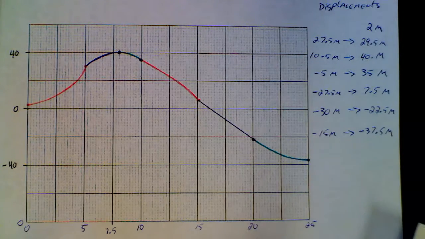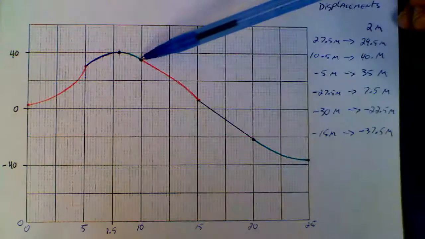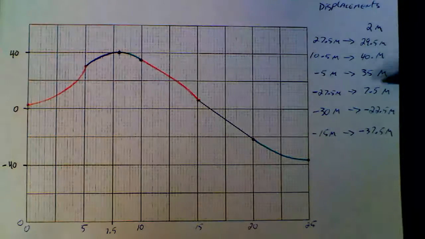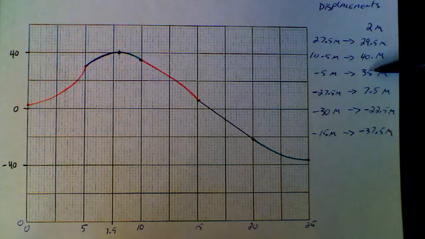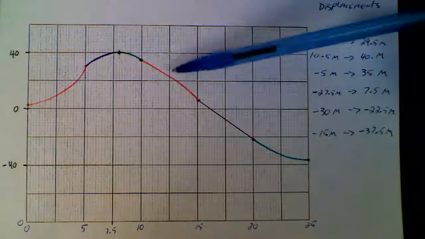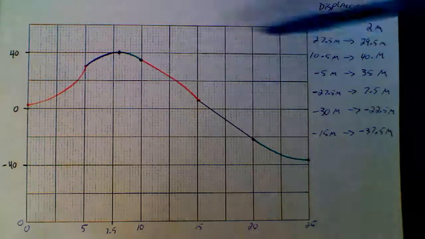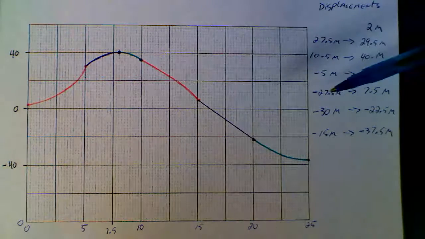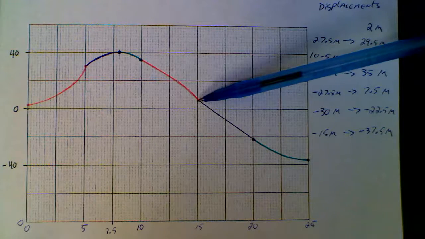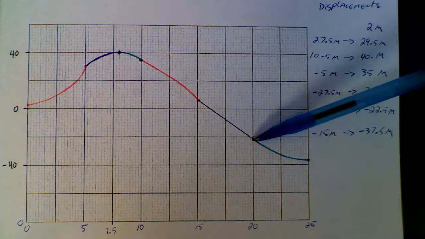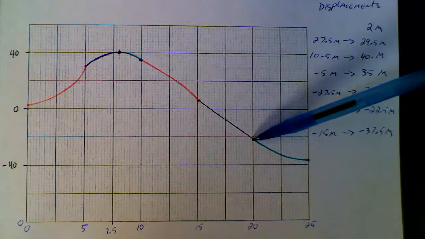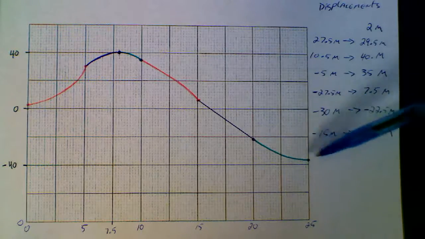From 8 seconds to 10 seconds, I continue with a negative acceleration, and I end up at 35 meters. And then the next segment is a continuing negative acceleration at a lesser value, and that brings me to 7.5 meters. Then I have a constant velocity up until 20 seconds. And then from 20 to 25 seconds, I have a positive acceleration, which is why the curve is starting to go in the other direction.